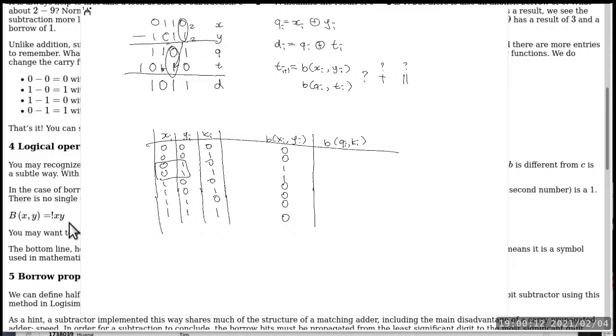Did I mistakenly use K of i or T of i? Oh, yes, I did. Okay, thank you. So this is T of i, not K of i. And same situation over here. There we go.